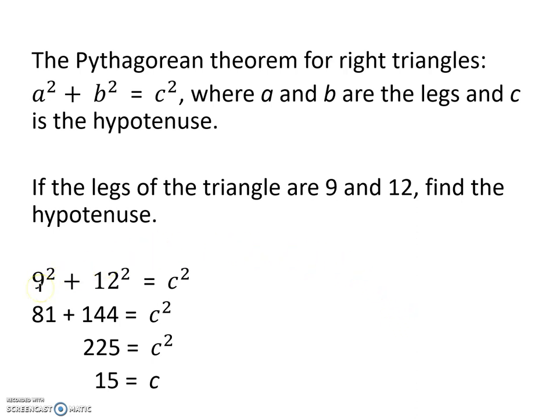Well, we simply plug it into the theorem. So we get 9 squared plus 12 squared equals c squared. 81 plus 144, and we know that is 225, and that equals c squared. So now we're going to take the square root of both sides, and we end up with c equaling 15.